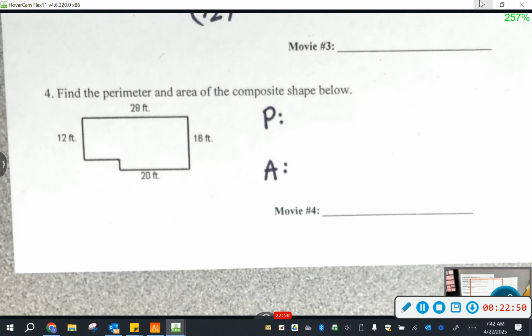For perimeter, you cannot just add those numbers. You'll get it wrong if you just add those numbers. There are more numbers than just those 4. Those are not the only sides. Oh, like this.